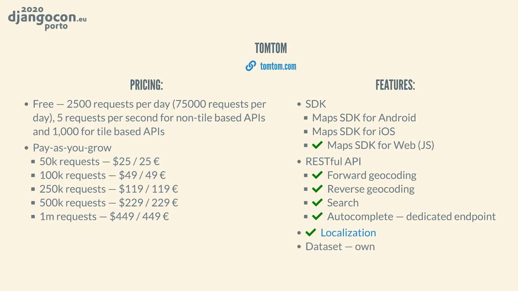So the next alternative is TomTom. TomTom is a Dutch GPS navigator manufacturer, which is widely used in the UK, European Union and North America, and a navigation maps software producer. It has a free tier of 2,500 requests per day, which is 75,000 requests per month, and a limitation of 5 requests per second for non-tile-based APIs, and 1,000 for tile-based APIs.